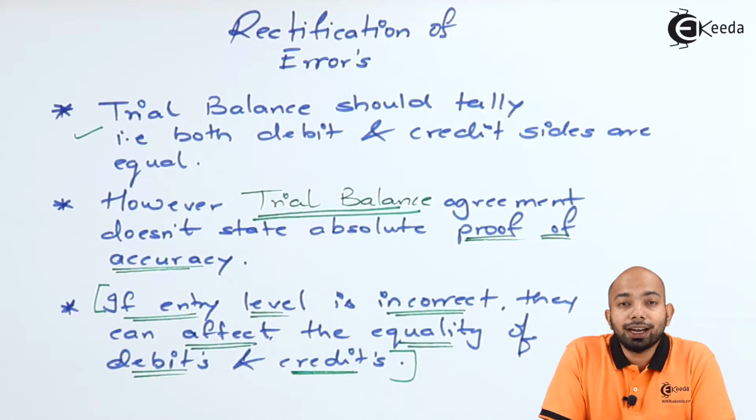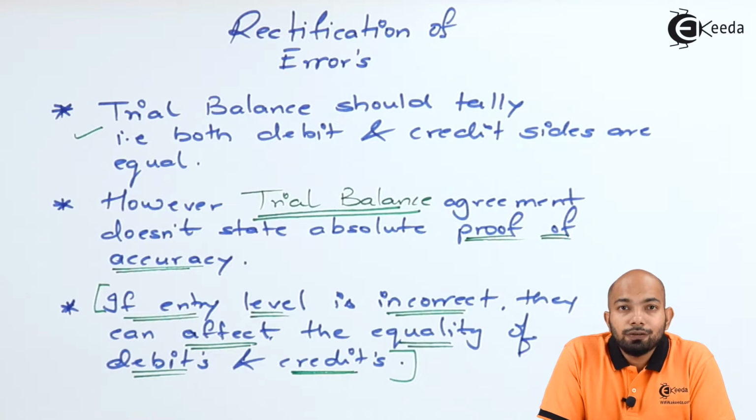As I've mentioned, the trial balance cannot be accurate all the time. The reason being, if the entry-level transactions themselves are incorrect or have been wrongly posted, or if the wrong amount has been credited or debited into the wrong account, then in such cases the trial balance won't tally at all. Hence, all these rectifications have to be done in the subsidiary books or in the journal entries, which is the first level of recording any specific transaction.